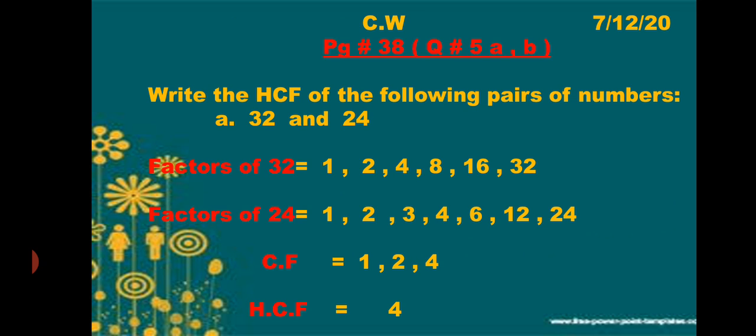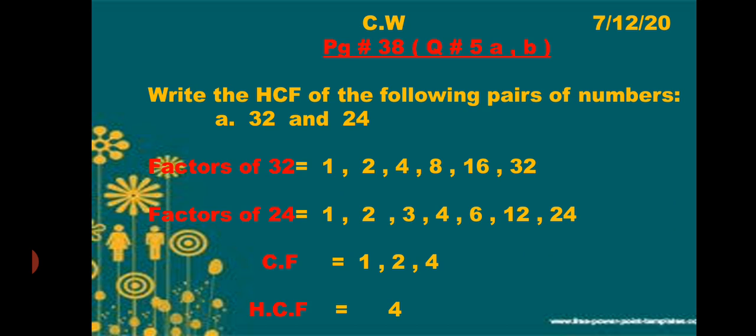Now class, this is your class work and you have to do this work on your sheets. It's page number 38, question number 5, A and B part. Write the HCF of the following pairs of numbers. And question A, part A is 32 and 24.